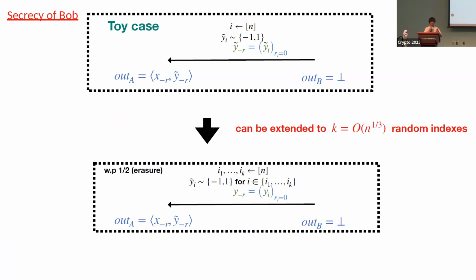Then in the toy case, we only flip 1 bit, and it can be extended to K random indexes, which is used in the erasure case in our protocol. So we can conclude Alice doesn't know if out B is bot.